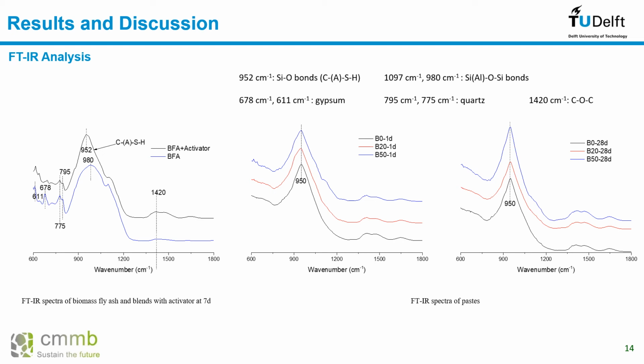And also you can see that the band at around 680, which corresponds to the gypsum, also disappeared after 7 days of blending with activator. So these two findings are also in agreement with the XRD and calorimetry tests. And for the FTIR spectrum of all pastes, the main band around 950 corresponds to the silicon-oxygen bonds, which is also typical for the C-S-H formation.